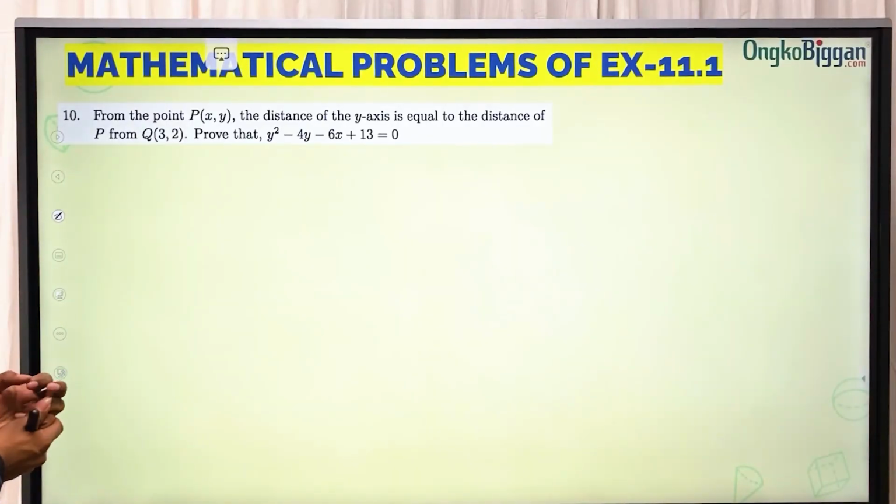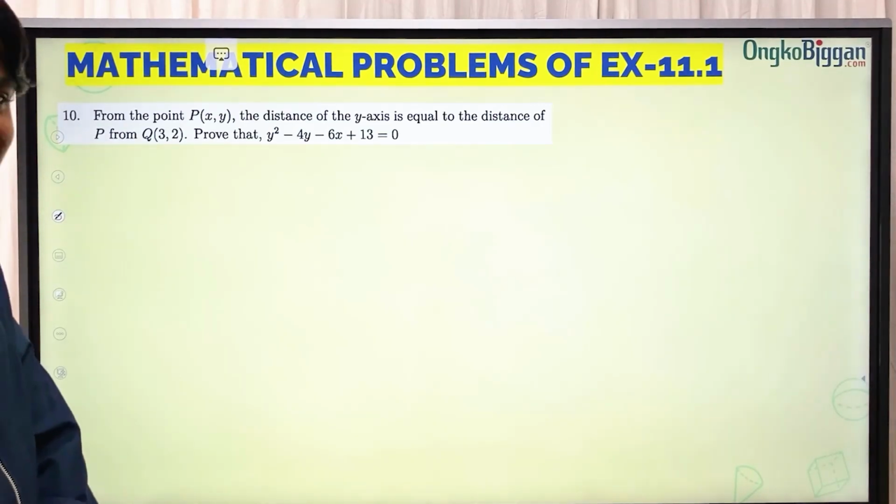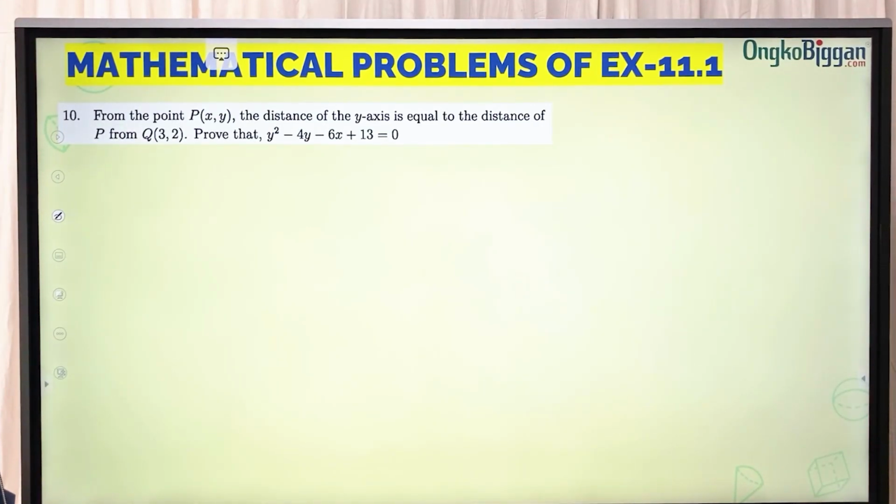It is written that from the point P(x, y), the distance from the y-axis is equal to the distance of P from Q(3, 2). Prove that y square minus 4y minus 6x plus 13 is equal to 0. I didn't understand what I said, so let me read it again for myself. From the point P(x, y), the distance from the y-axis is equal to the distance of P from Q. Prove that y square minus 4y minus 6x plus 13 is equal to 0.